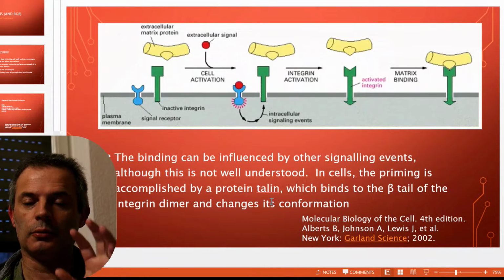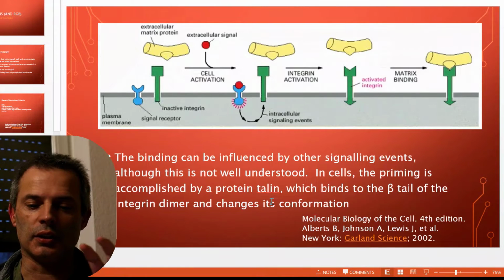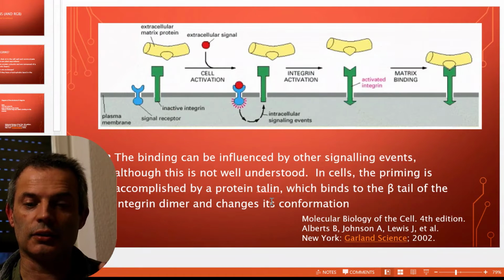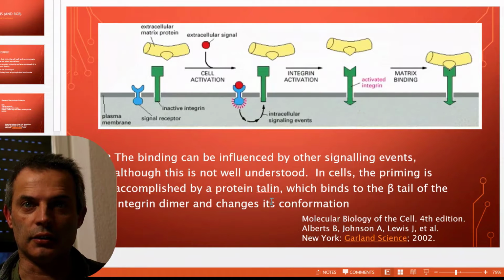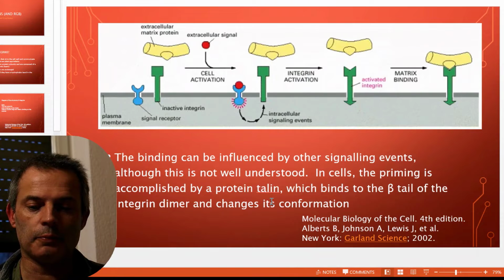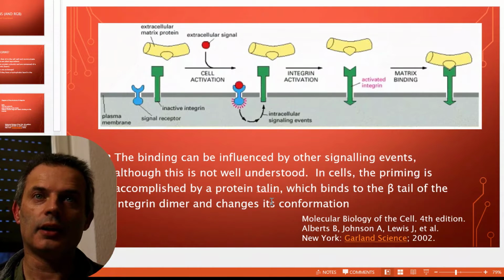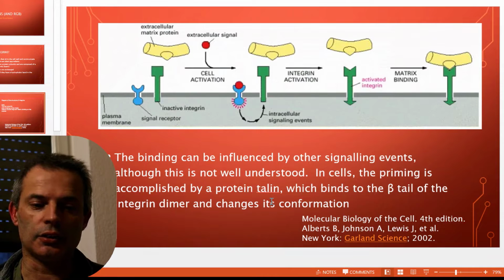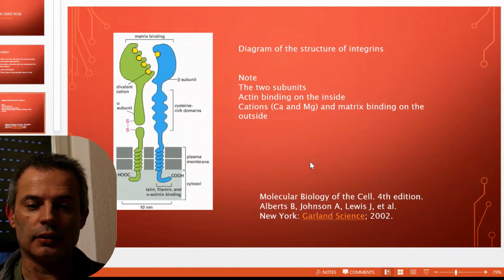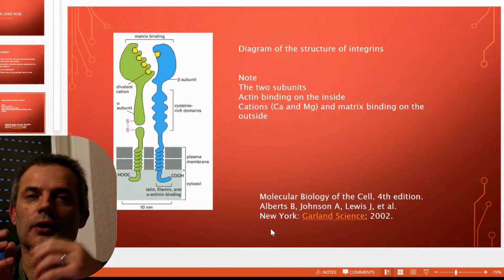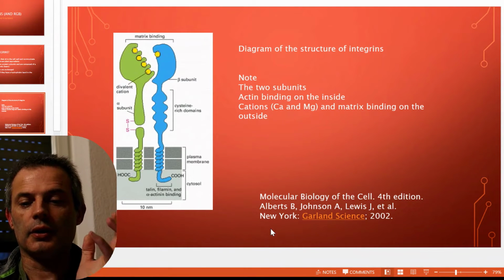So here is a more complicated view, because the binding can be influenced by other things. So if there's another signal, it can switch on integrin stickiness and cause it to then bind to something outside, and it can be switched off. This will also be important later. That's usually accomplished by this protein called talin, which comes along from the back and sticks on, and that causes a conformation change of the head, which makes it allowed to then stick. You can see in this picture that the two binding regions are next to each other, and they obviously can't bind to anything like that. When they open out, they can then bind.